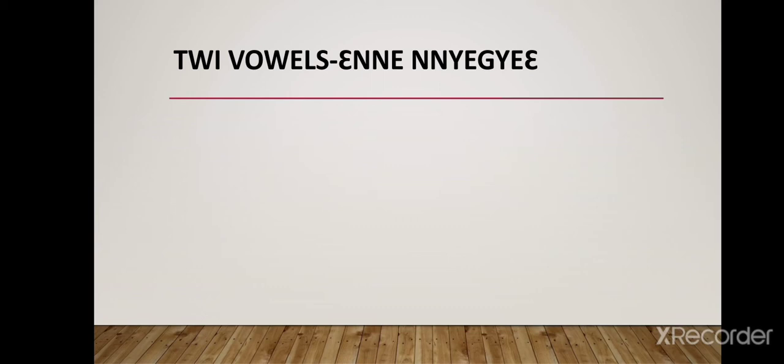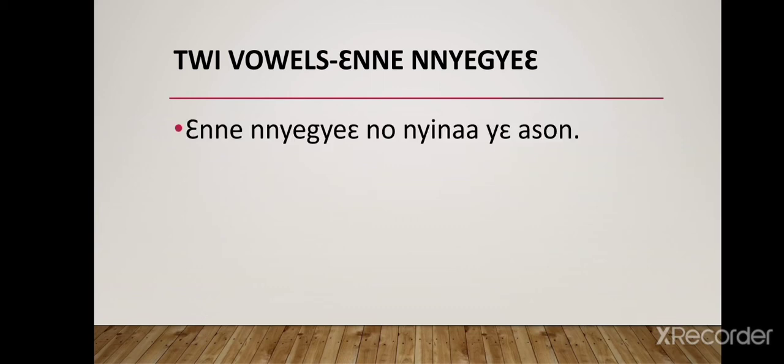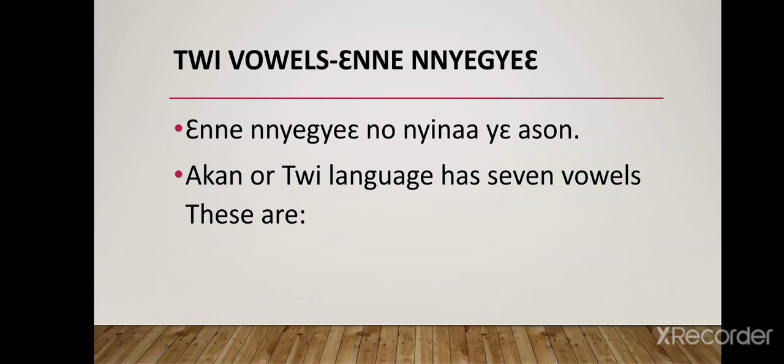Any nije, hope you said it right. Any nije no nyinaa yɛ asɔn. Akan or Twi language has 7 vowels.